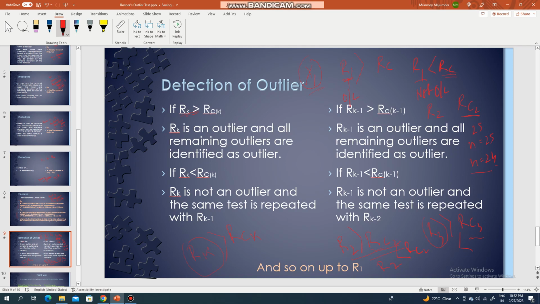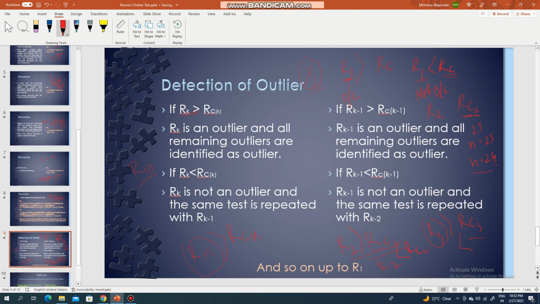If R3 is greater than RC3, then x3, which has given the value of R3, is an outlier, and also the remaining 7 data points are outliers. But if this is not the case, then you have to again calculate R4. Up to R10 you have to calculate, as you have assumed that there are 10 outliers here.